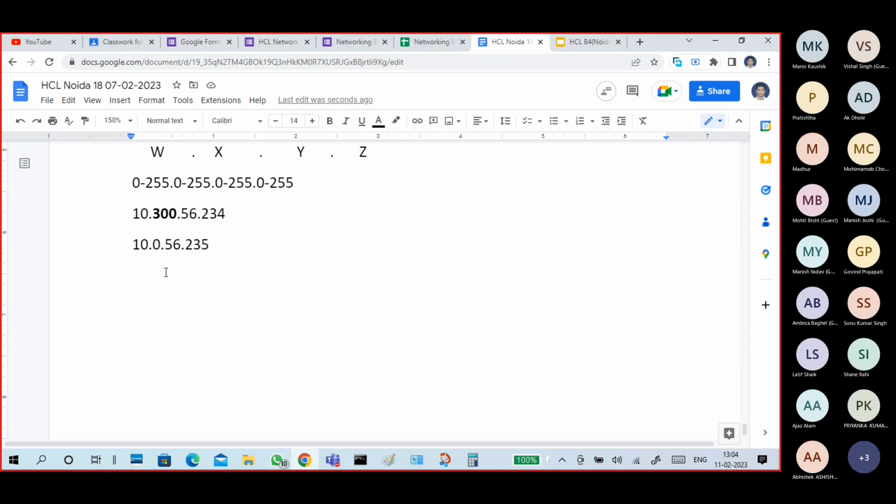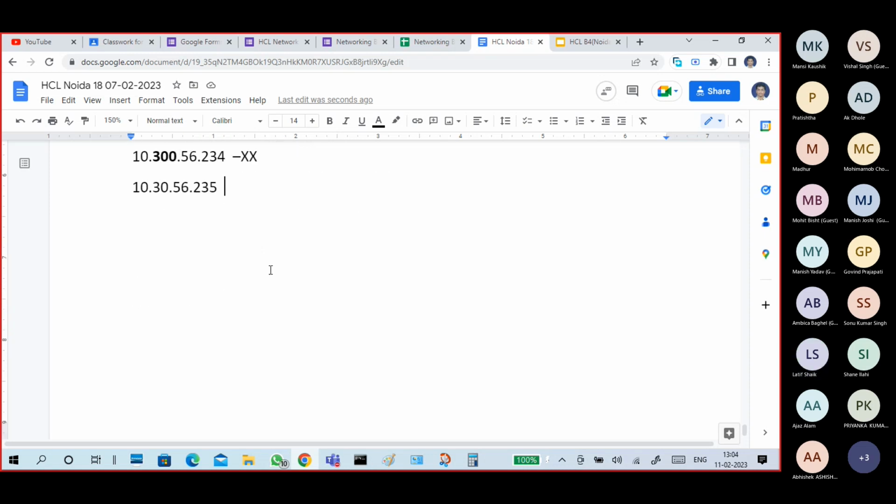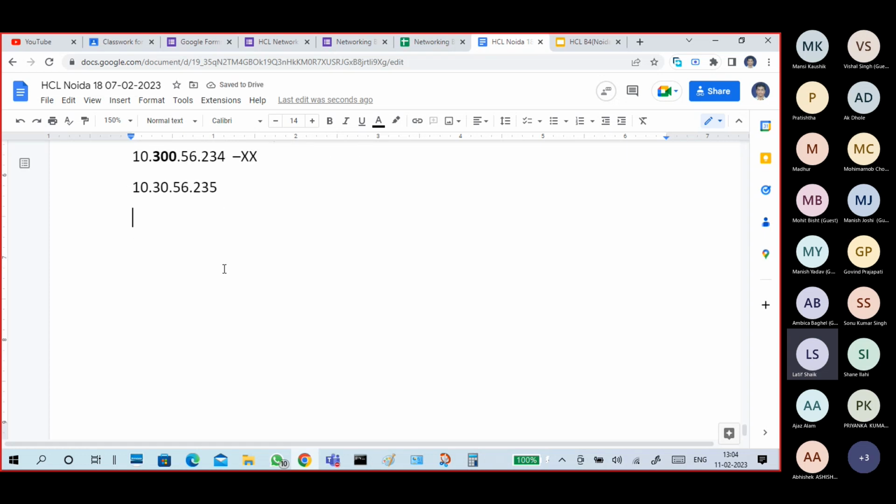Okay. This is a correct IP address. 0 is also okay, 0 is also acceptable, in any octet. So this is a wrong IP, this is a right IP. Any wrong IP address. Any octet should not be more than 255. Just understand?